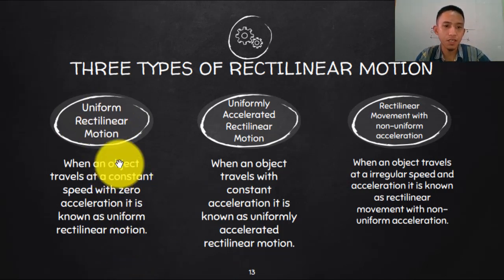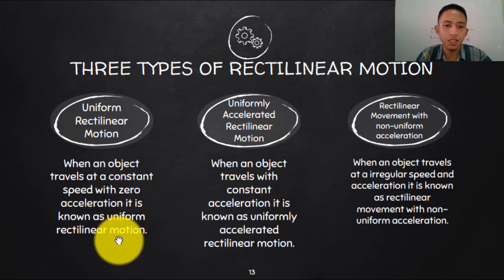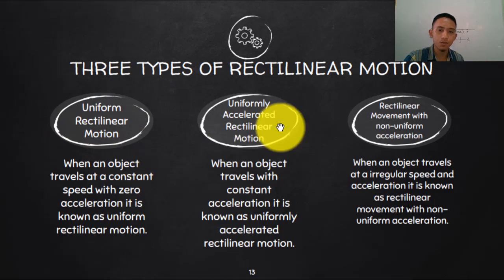Uniform rectilinear motion. When an object travels at a constant speed with zero acceleration, it is known as uniform rectilinear motion. That is my example a while ago. Let's say the movement from this point O along to your point A and B is the same. There is no acceleration. If you say no acceleration, there is no variation in your speed. Your velocity is constant, or your speed is constant. Then it means that is a uniform rectilinear motion or uniform motion. The word rectilinear again is because we are following a straight path. So acceleration is zero, that is uniform rectilinear motion.